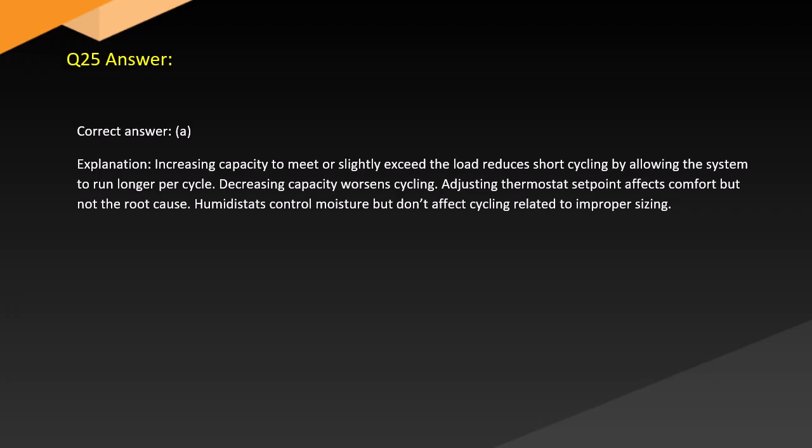Answer. Correct answer. A. Explanation. Increasing capacity to meet or slightly exceed the load reduces short cycling by allowing the system to run longer per cycle. Decreasing capacity worsens cycling. Adjusting the thermostat set point affects comfort but not the root cause. Humidistats control moisture but don't affect cycling related to improper sizing.